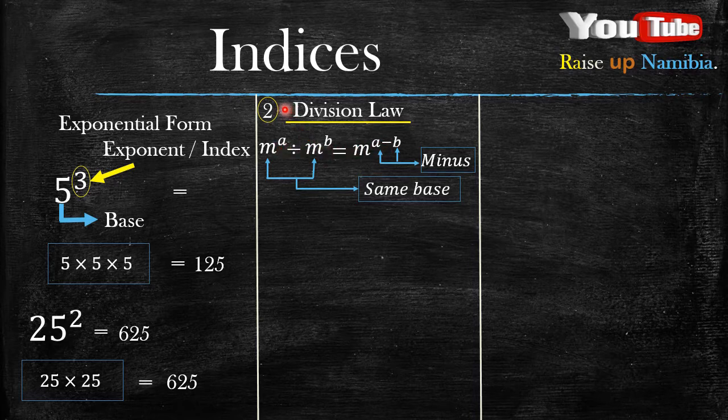Remember the previous law was the multiplication law, which means it only applies if you have a multiplication sign. Now we are approaching the division law, which means this one applies when you have a division sign in between your terms. To explain this law, let's look at some examples.